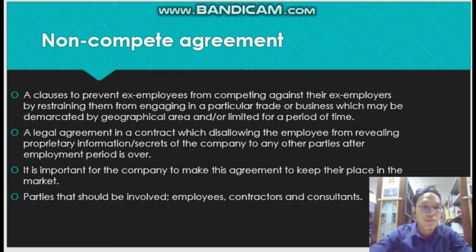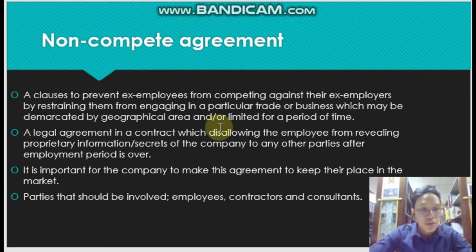So a non-compete agreement is a clause to prevent ex-employees, or former employees, from competing against their former employers by restraining them from engaging in a particular trade or business which may be demarcated by a geographical area and or limited for a period of time. A non-compete agreement is also a legal agreement in a contract which disallows the employee from revealing proprietary information, or we can say secrets, of the company to any other parties after the employment period is over.